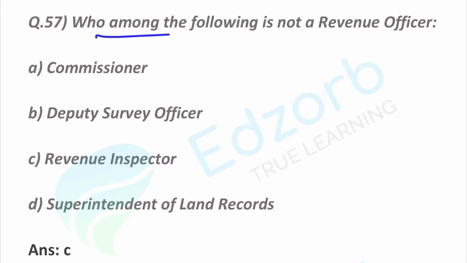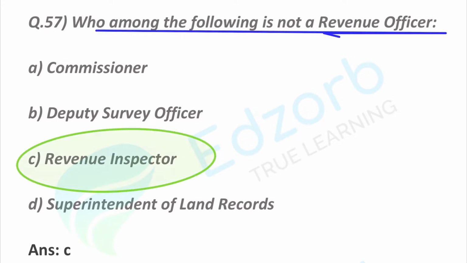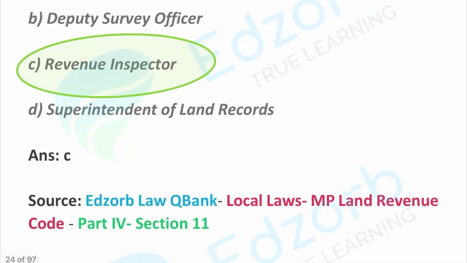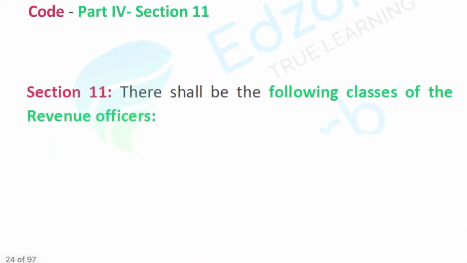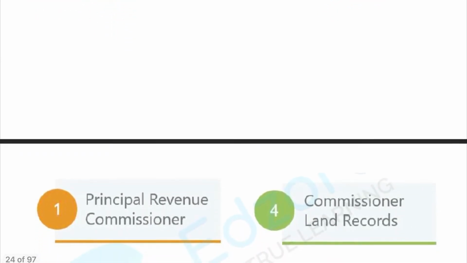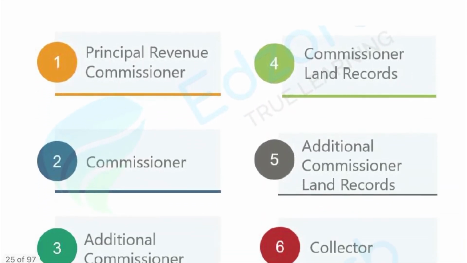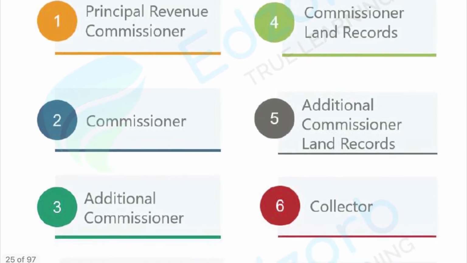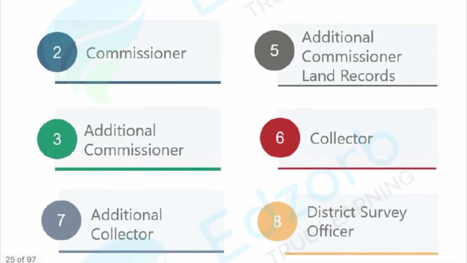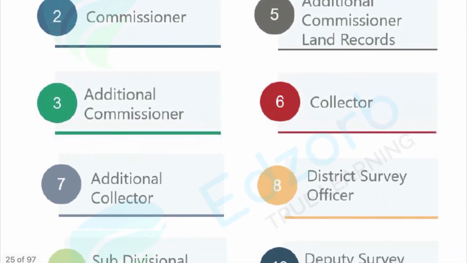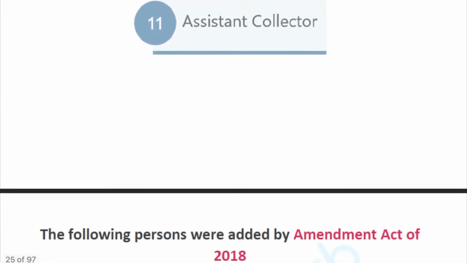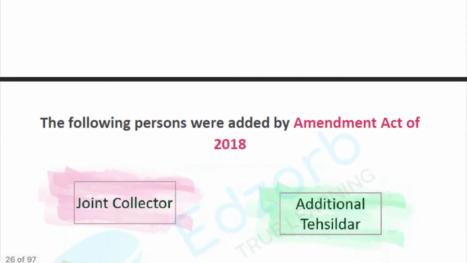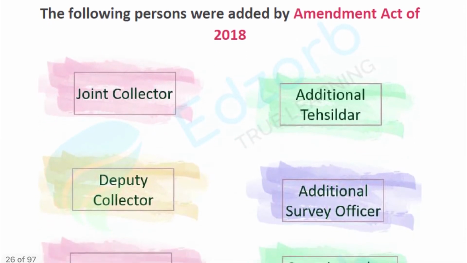So who among the following is not a revenue officer? C was the option over here. A revenue inspector as per section 11 is not a revenue officer. We have laid down the following classes of revenue officers for you, as well as the additions in 2018. Now you have to remember that you must be recent with your studies. Any legislation studied is wasted hard work if you weren't studying the latest act or are ignoring a recent amendment. So this was directly from the 2018 amendment.